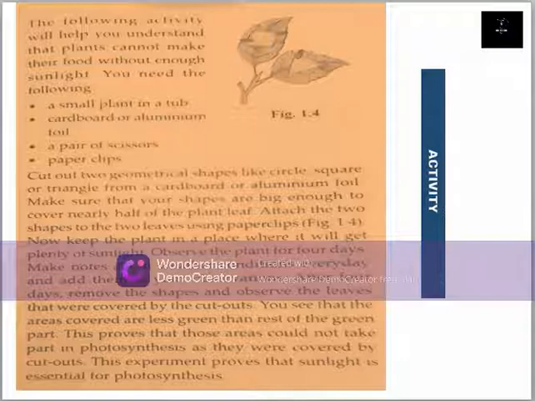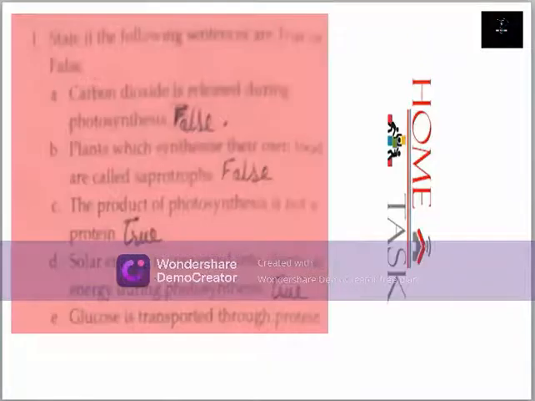So why was this? You have to write the reason in your copies. This proves that those areas could not take part in photosynthesis as they were covered by the cutouts. This experiment proves that sunlight is essential for photosynthesis. If you cover the plant area, it will not be able to receive sunlight on its leaves, so there will be no photosynthesis and it will not grow.